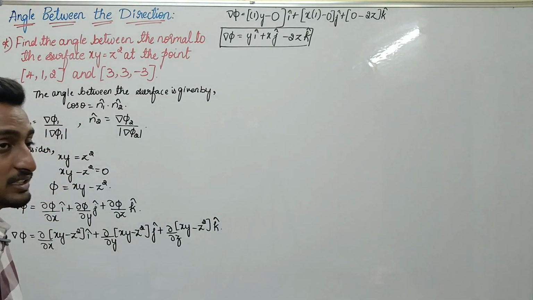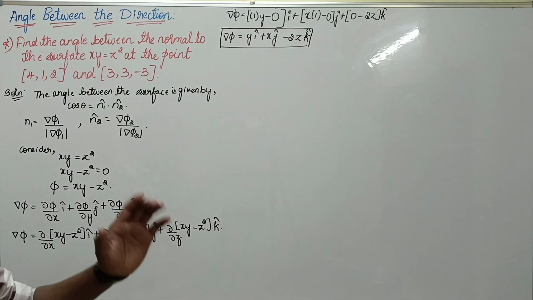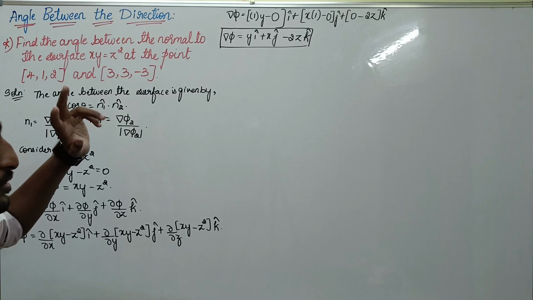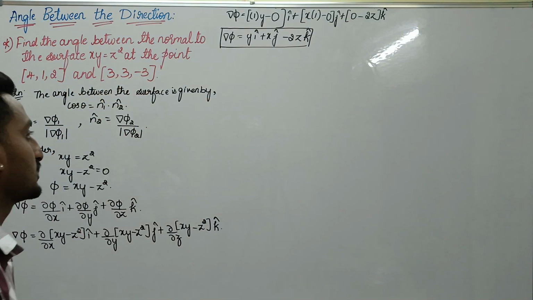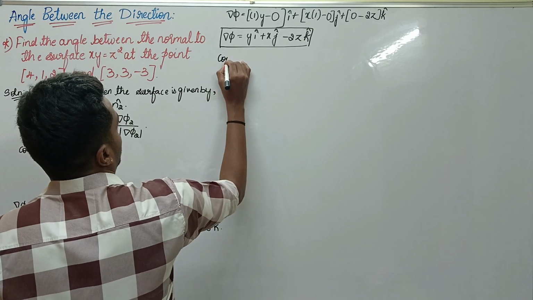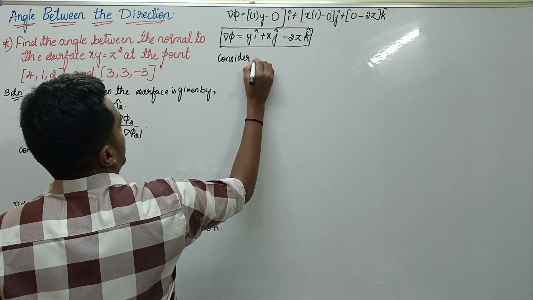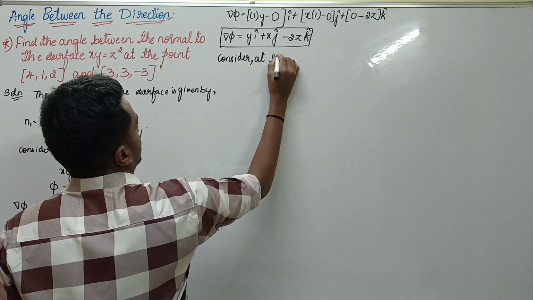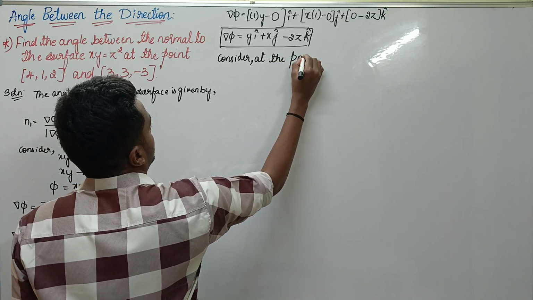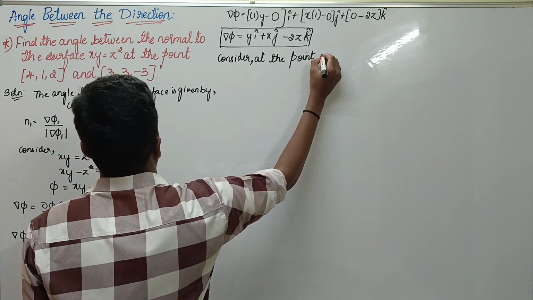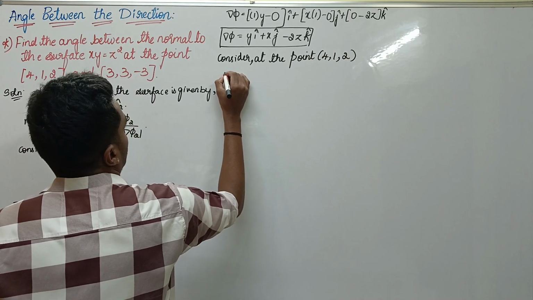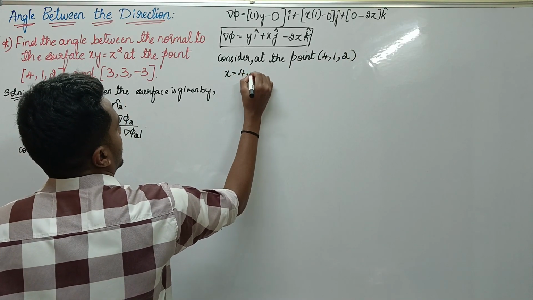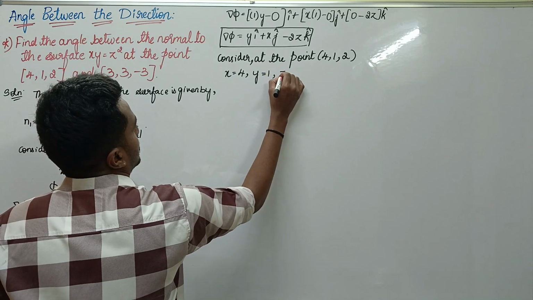Now, considering this standard gradient phi, we are going to represent the two points. One is (4, 1, 2) and the other is (3, 3, -3). For that, at the first point we have (4, 1, 2), where x equal to 4, y equal to 1, z equal to 2.